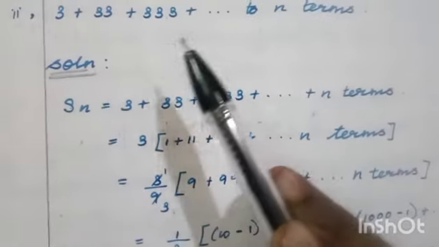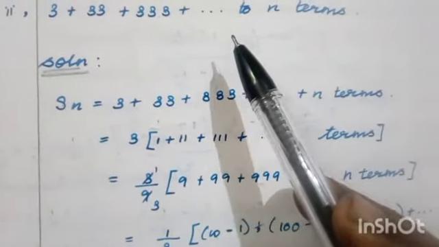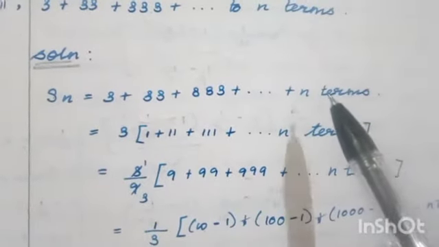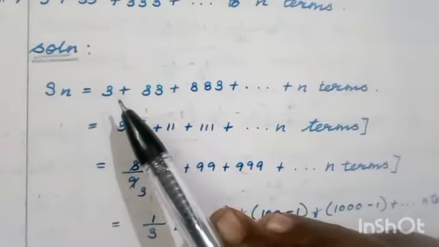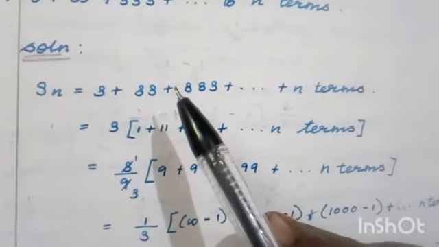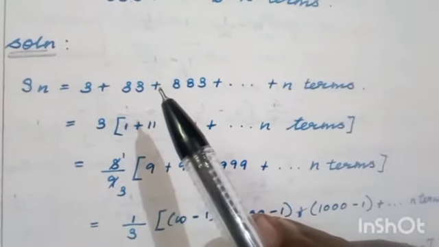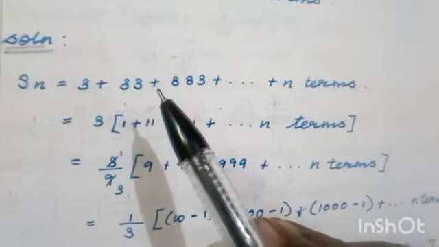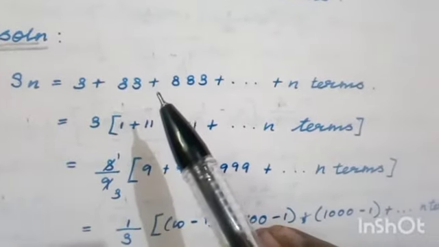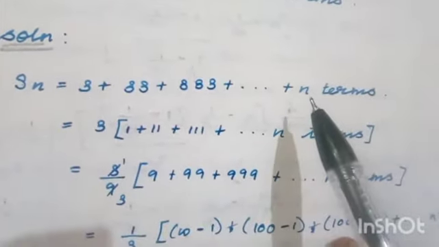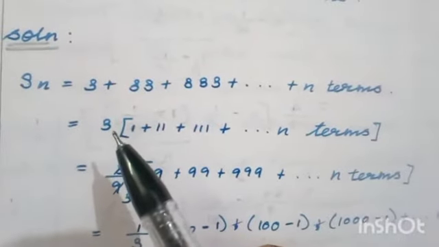Second problem: 3 plus 33 plus 333 plus etc. to n terms. First you write the given question. We want to find the sum to n terms. Here, compare it with the previous one. Previous one is a decimal; decimal we convert as a fraction, then common numbers are taken outside. Like that, here 3 is common, so we have to take 3 outside.